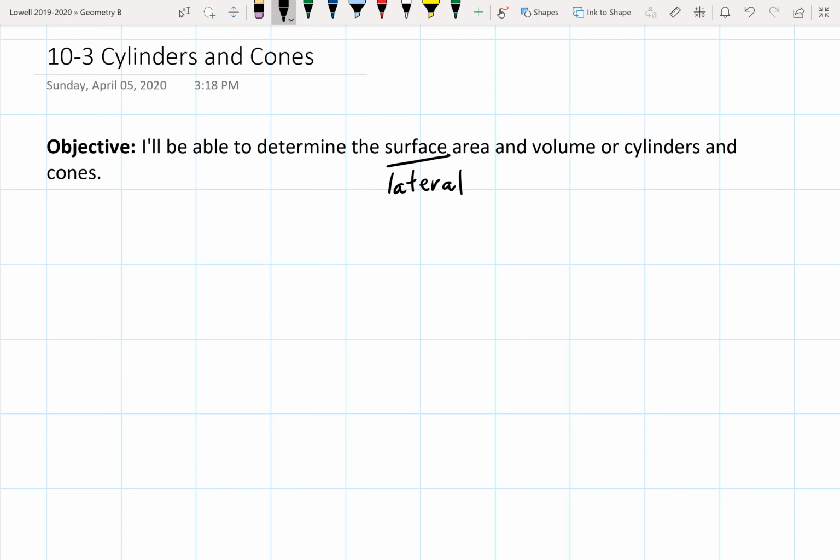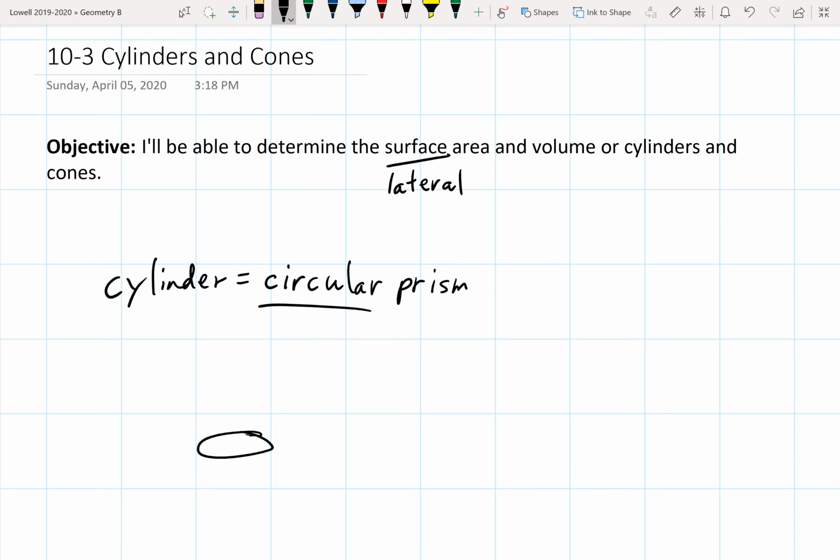Okay, so real quick, a cylinder. This one probably won't take too long. A cylinder, you basically think of it as a circular prism. If I say that, at this point, we should have a good idea of what that means. All that means is that our base, which in this case would be two circles, there's one circle and there's a circle here. And then I just connect those sides.